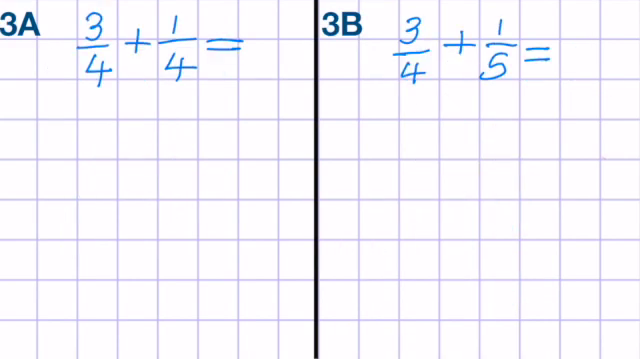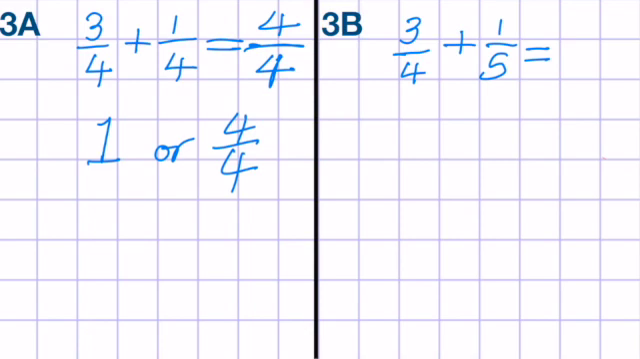3A and 3B, we have some addition of fractions. Pause the video while you work it out. Okay, 3A. So 3 quarters and 1 quarter, the denominator stays the same. It's the same denominator, so that's 4. 3 add 1 is 4. Now, 4 quarters is actually 1 whole. So the answer could either be 1 or 4 quarters. It's the same.